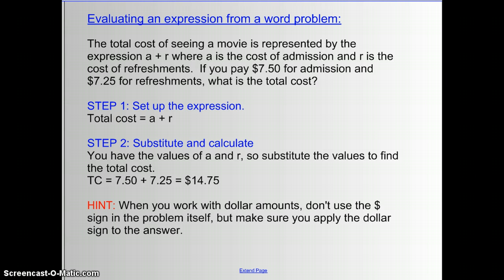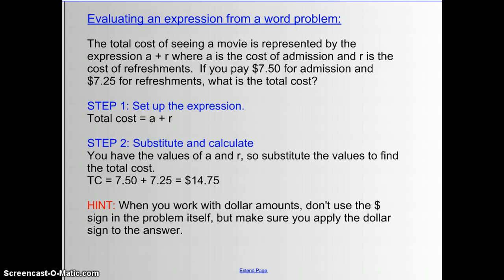In step 2, we're going to substitute and calculate. They have given you the values of A and R in the problem, so you're going to substitute those values and evaluate the same way we did on the previous page. The total cost here, since admission is $7.50 and refreshments are $7.25, we substitute those two numbers for A and R. So the total cost is $7.50 plus $7.25. That equals $14.75.